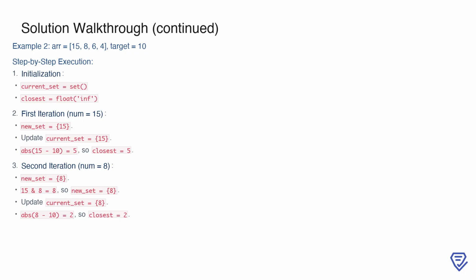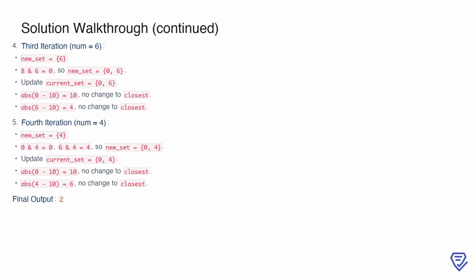Next, in the second iteration, we process the number 8. A new set is created containing just 8, so new_set equals 8. We compute 15 AND 8 equals 8 and add the result to new_set, keeping it as 8. Updating current_set gives us 8. Calculating the difference, abs(8 - 10) equals 2, which improves the closest value, so we update closest to 2.